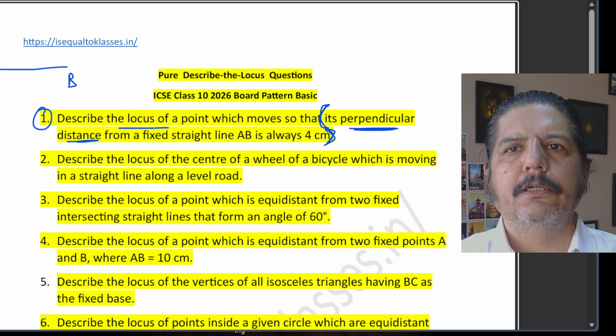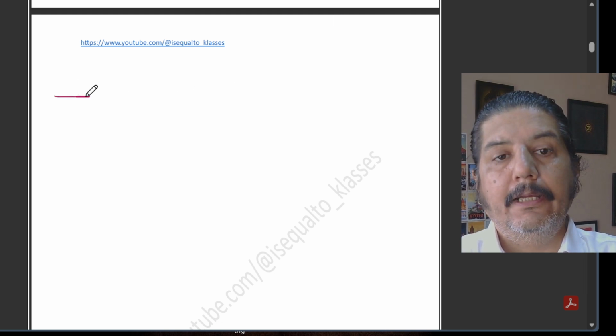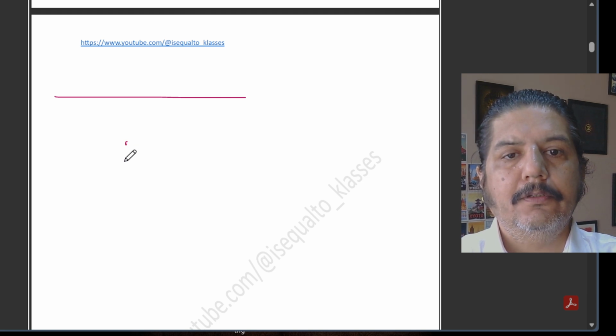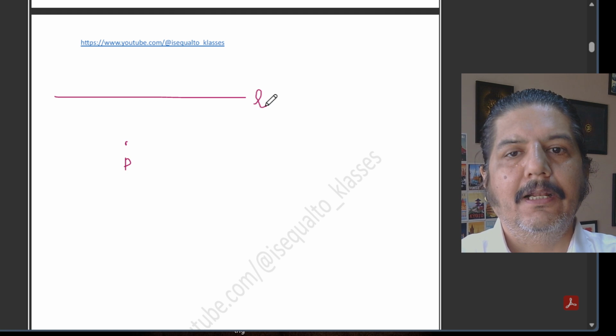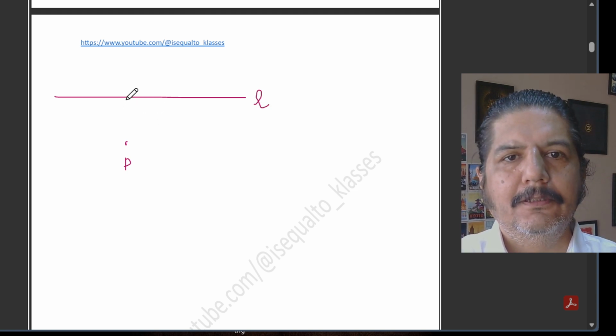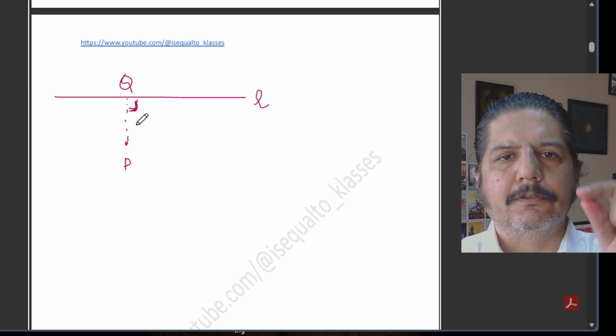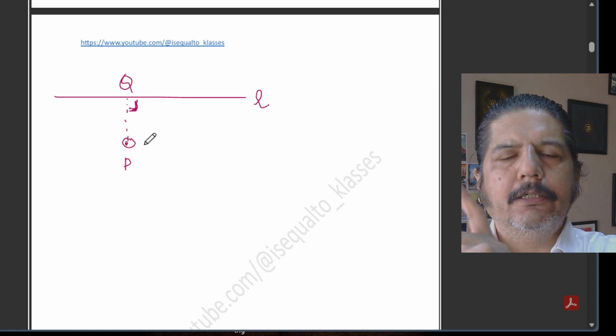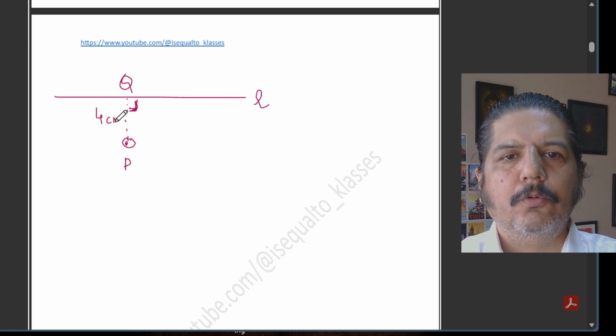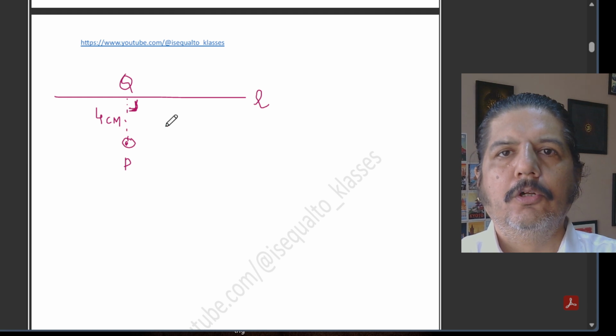See, one thing that you need to understand about a line and the perpendicular distance of a point is that if this is a point P and this is a line L, then the perpendicular distance is basically this distance. So let me call this PQ. So PQ would be the perpendicular distance. So this point can follow a path so that its perpendicular distance from the line L is always 4 centimeters. So this is 4 centimeter. So can the point come here? No, it can't come here because the perpendicular distance will decrease.